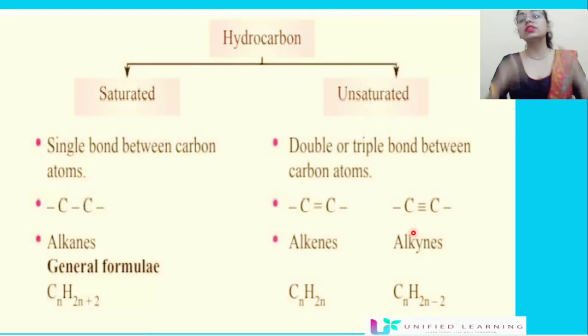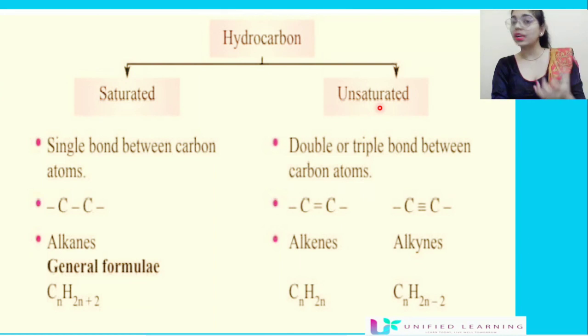Moving further with the differentiation: what are saturated and what are unsaturated? Saturated hydrocarbons have a single bond between carbon atoms. Between carbon atoms, more than two, but there is a single bond between them. You can see the example. Alkane is the further division of the saturated, and the formula you can see here again is CnH2n+2.